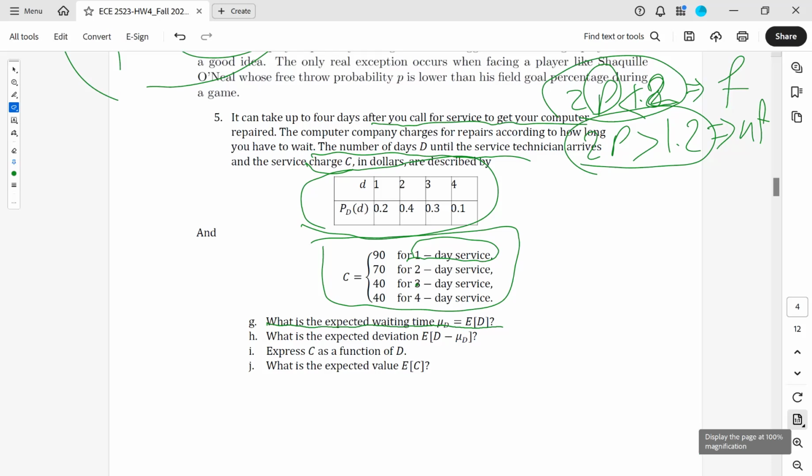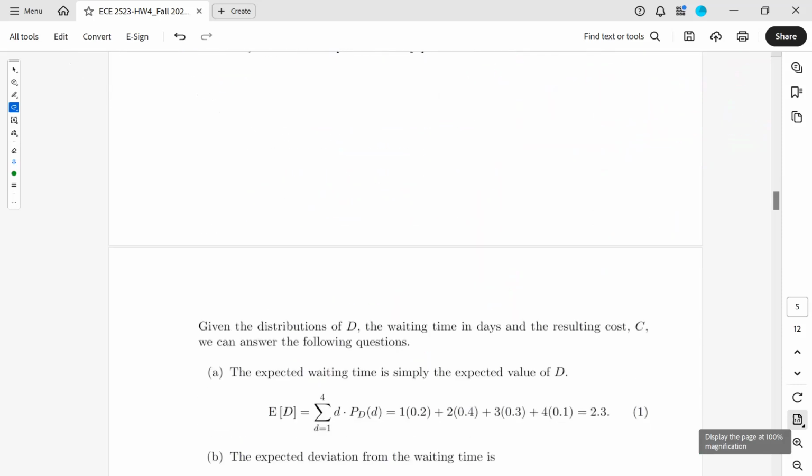Again, quite straightforward, very simple question. You have the PMF, you have the random variable. The formula for expected value is the sum of d times P of d for all the d's. Are we good? So basically, it would be 1 times 0.2 plus 2 times 0.4 plus 3 times 0.3 plus 4 times 0.1, and the result is going to be the expected value.